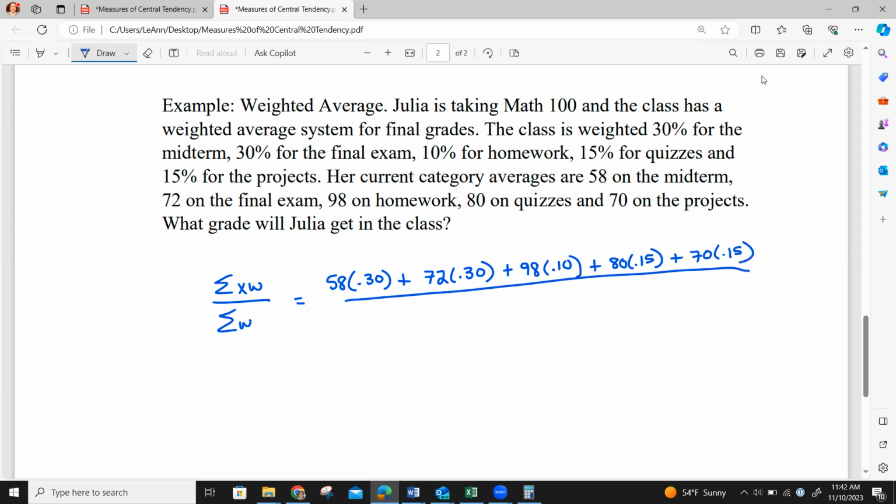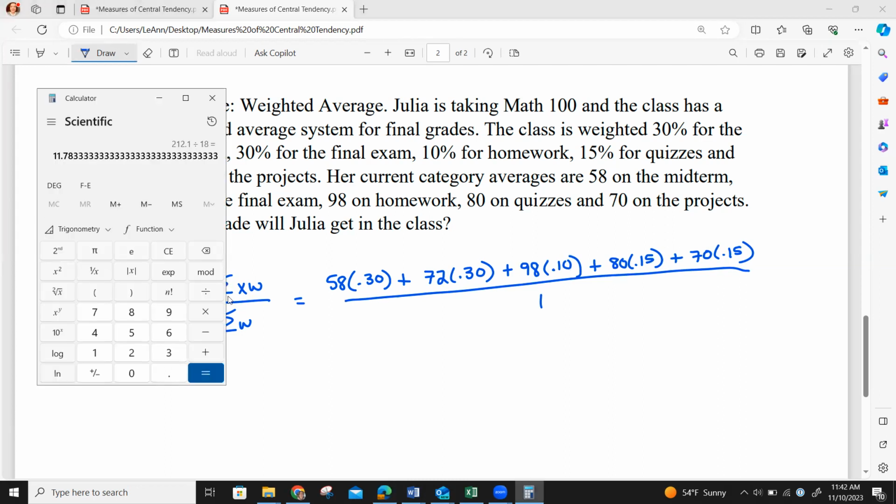Now, if you add all those decimal weights together, it actually equals 1 or 100%. So some people put the divide by 1, sometimes people don't. As long as this is adding up to 100%, it can go either way. If it didn't add up to 100% for the weights, we absolutely would need to be dividing by whatever our weights added up to, which is kind of an interesting topic.